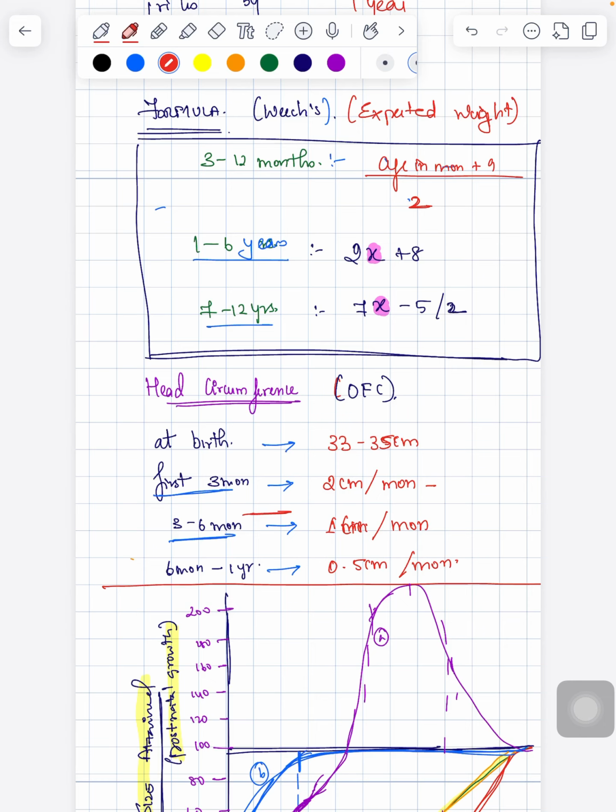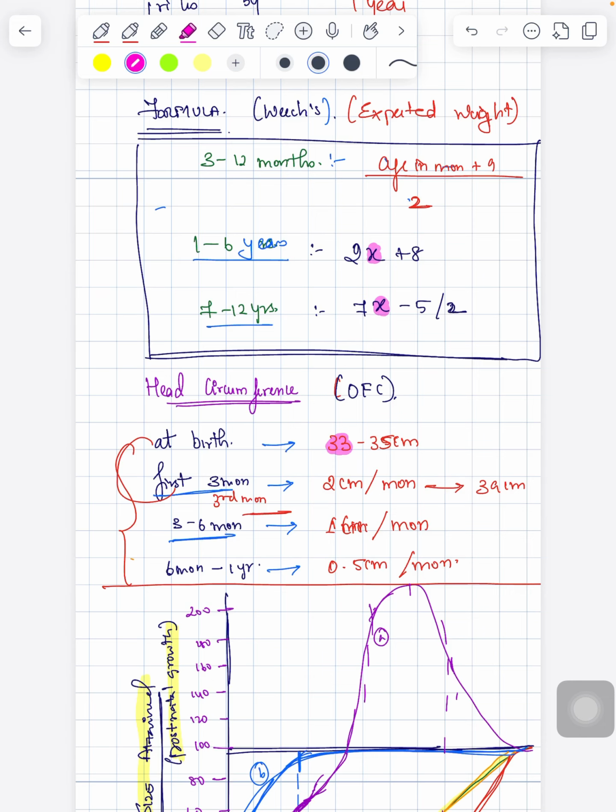The maximum will be around the first 3 months of age. So by the end of your 3rd month, you can expect the child's head circumference to be 39 centimeter. If you calculate by using a 33 centimeter average head circumference and add 2 centimeter per month, then you can expect the child's head circumference to be 39 centimeter. Okay, this is regarding your head circumference.